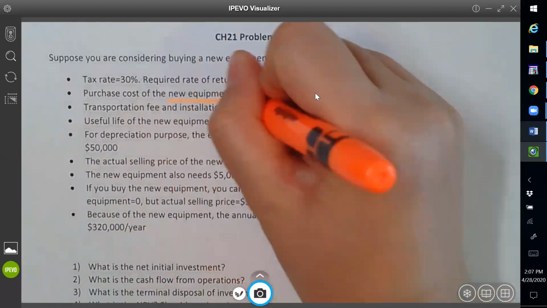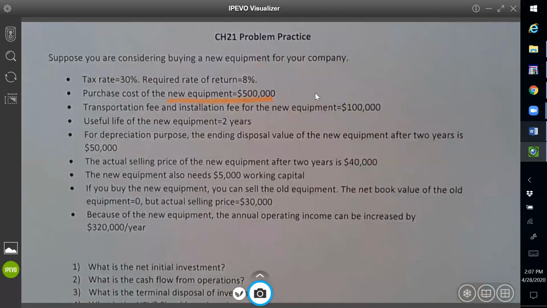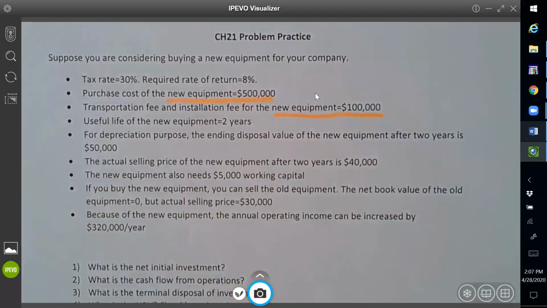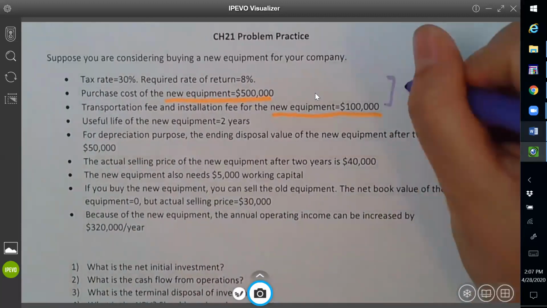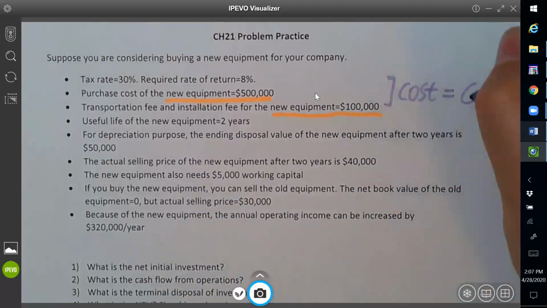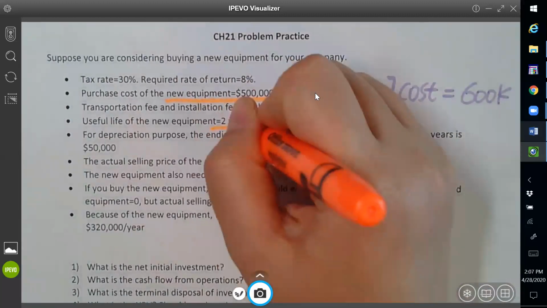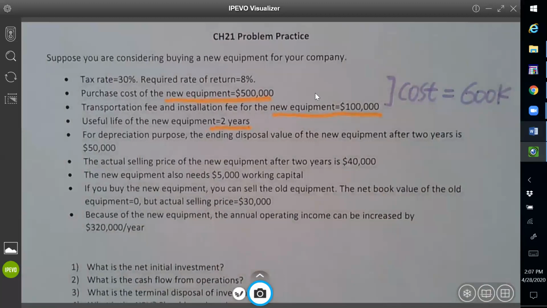The new equipment listing price is 500,000. And then transportation and other installation fees for the new equipment are 100,000. So what does that tell us? That tells us the actual total cost of the new equipment will be 600,000. So we should use 600,000 for the initial investment, and also when we do our depreciation expense. This new equipment can be used for 2 years for depreciation.